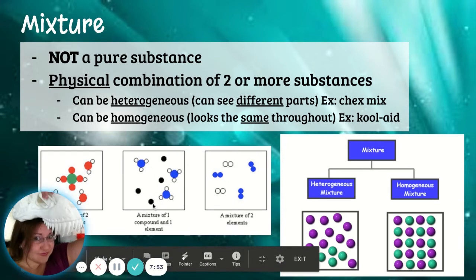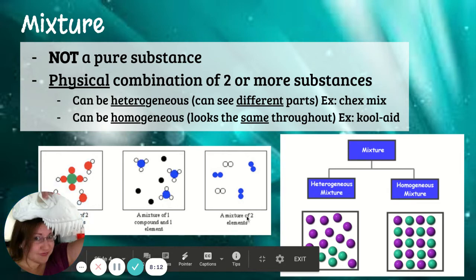The second one is going to be a mixture of an element and a compound. So we have our compound NH3 or ammonia that we were looking at, and then we also have these black circles, which indicates an element. So it's repeating this black circle, so we know that image is standing for an element.